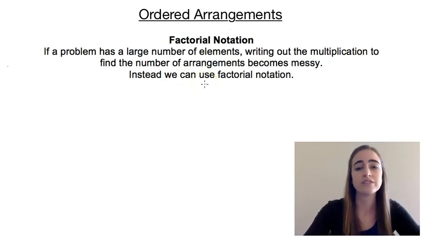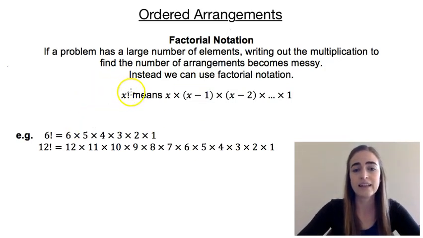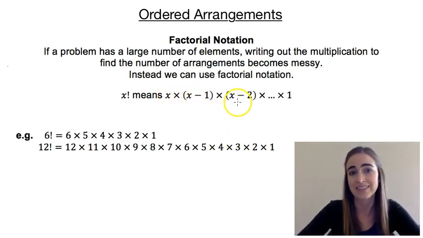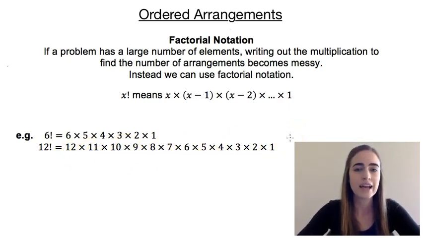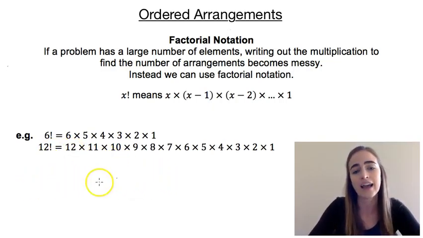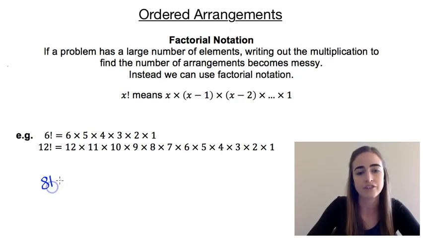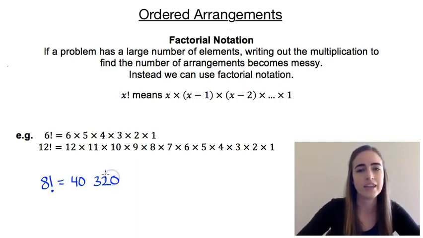So what it's called is factorial notation. What it looks like is an exclamation mark, and there'll be a button that looks something like this on your calculator. So x factorial means x times the number that's 1 less than x times the number that's 1 less than that, all the way down until you get to 1. So for example, if we had 6 factorial, we'd be going 6 times 5 times 4 times 3 times 2 times 1. If we had 12 factorial, we'd be going 12 times 11 times 10, all the way down to 1. So in the problem that we just had with the 8 friends in the movie theatre, instead of writing out that whole multiplication, we could have written 8 factorial is equal to 40,320. So our working out is a lot shorter.